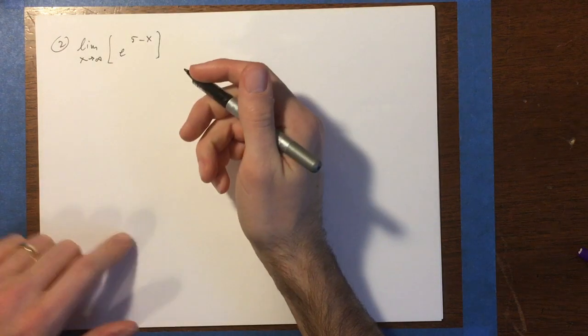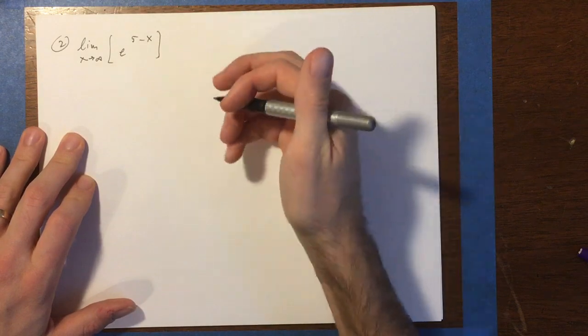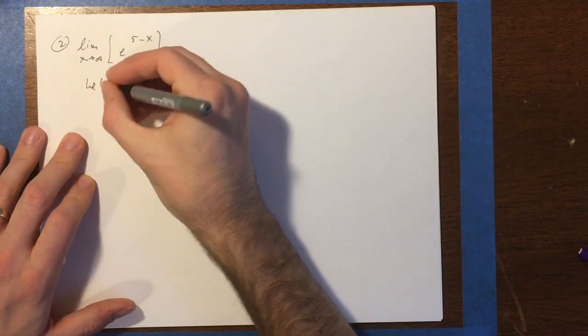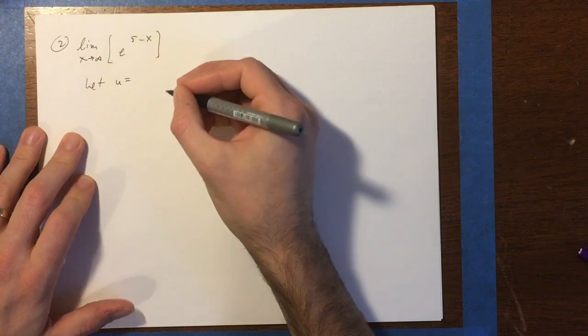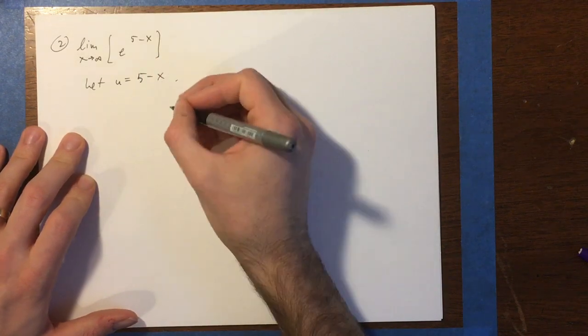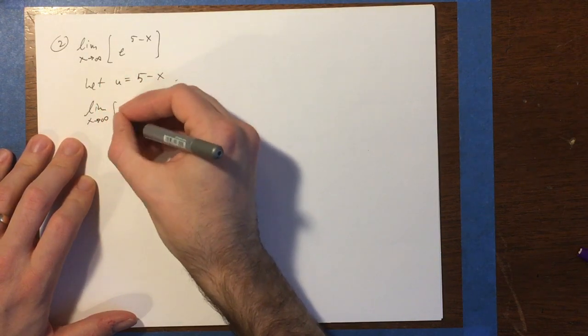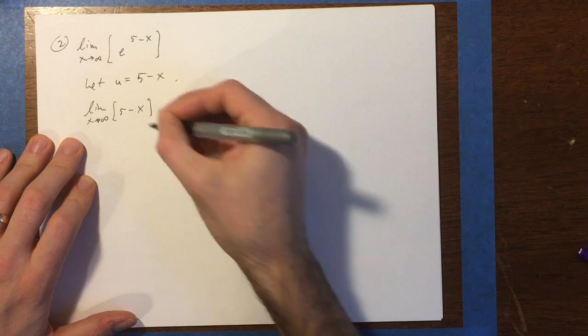So we can approach this like we did with other compositions, where we start by taking the limit of the inner function. And as you know, I like to approach this with this notion of u substitution. We're going to have u equal 5 minus x. So now what's going on with u? Well, we'll take the limit as x approaches infinity of 5 minus x.